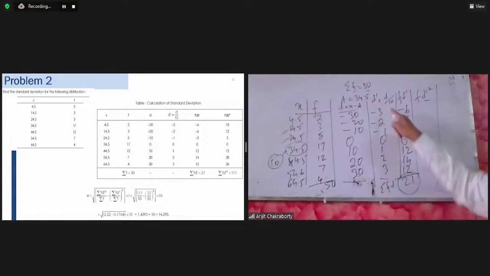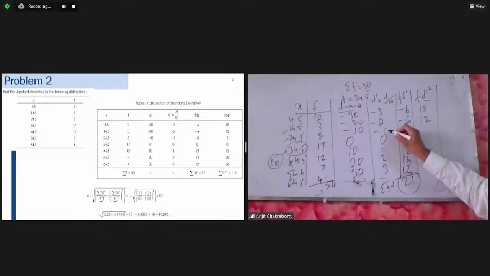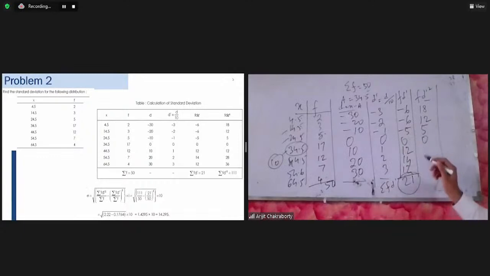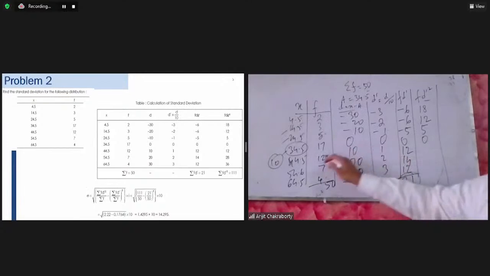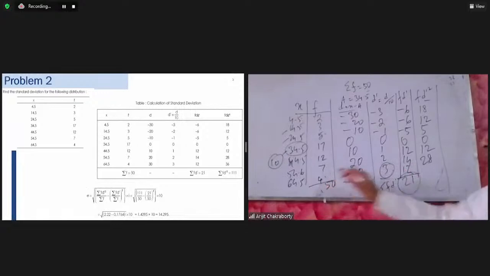3 3s are 9, 9 into 2, so it is 18. Minus 2 into minus 2, that is 4 into 3, that is 12. Minus 1 into minus 1, that is plus 1 into 5, that is 5. 0 remains as 0. Then we have D dash is 1 here, so 1 into 1 gives you 1, and this into 12 is 12. And then we have 2, 2 2s are 4, 4 7s are 28. And the last one is 3 here. 3 3s are 9, 9 into 4 is 36.